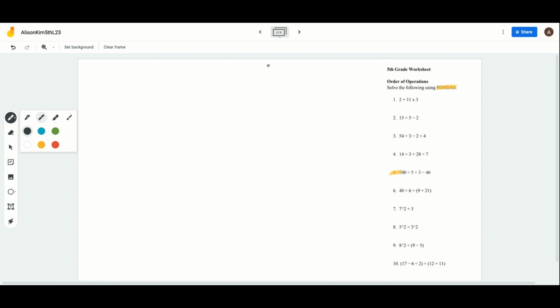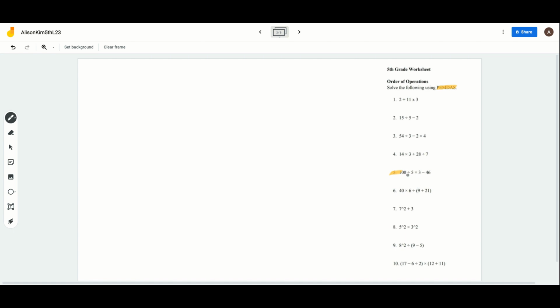We're going to do number 5 first because it gives you one of the exceptions for multiplication and division. Number 5 gave us 100 divided by 5 times 3 minus 46. Technically, if we follow the PEMDAS order, it's always multiplication first. But since division and multiplication are right next to each other, we just go from left to right. The same goes for when addition and subtraction are right next to each other. You just go from left to right.